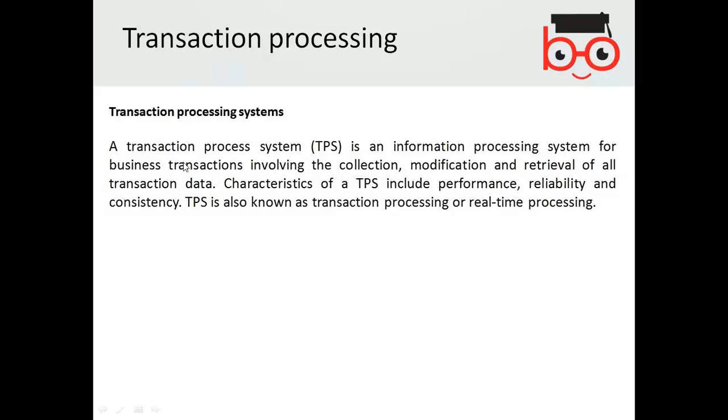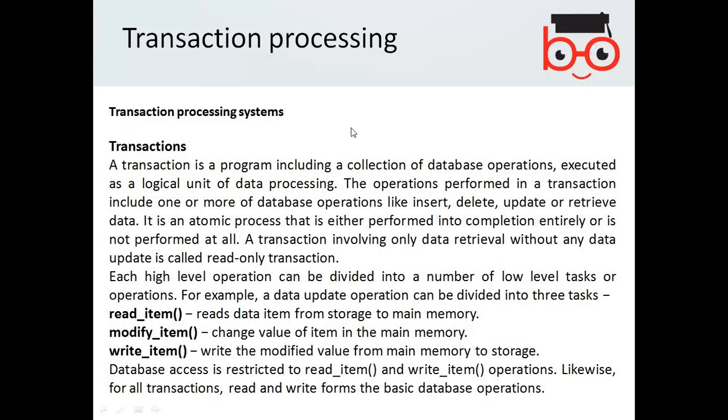A transaction processing system is an information processing system for business transactions involving collection, modification, and retrieval of all transaction data. Characteristics of transaction processing systems include performance, reliability, and consistency. TPS is also known as transaction processing or real-time processing. Transaction processing uses certain methods: read item, modify item, write item. Some more theoretical background is given in this slide.